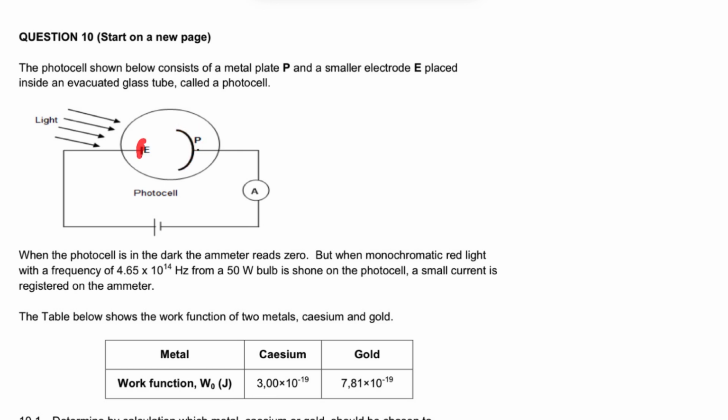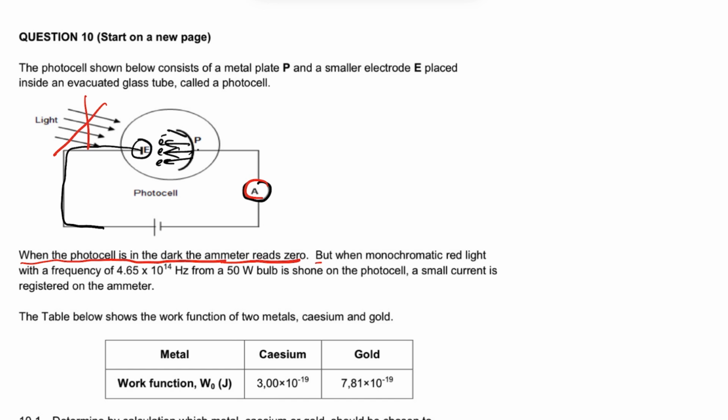And then there's an electrode here, which is the receiver. When the light is incident here, electrons are ejected. Those electrons enter the electrode, and then there will be a flow of those electrons, and an ammeter reading. Right now it says here, guys, when the photocell is in the dark, the ammeter reads 0. When it's in the dark, which means there's no light shone there, there will be no current.